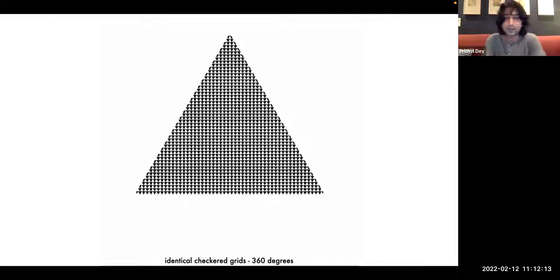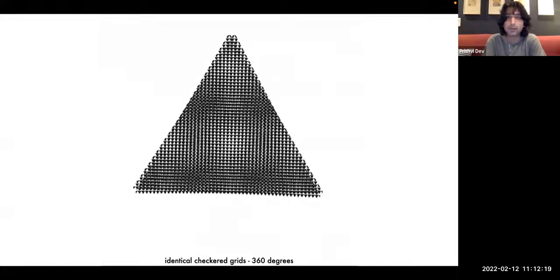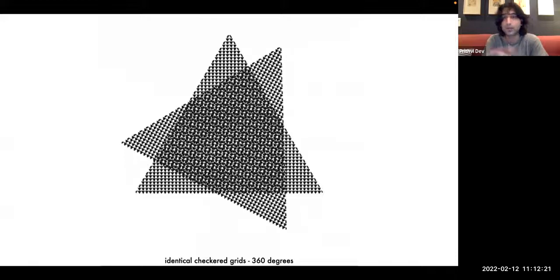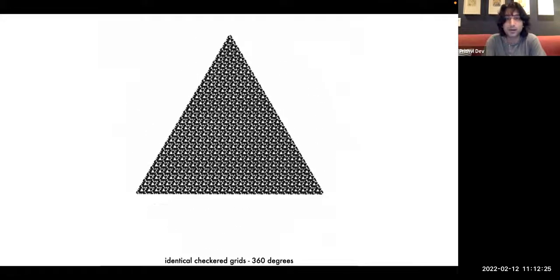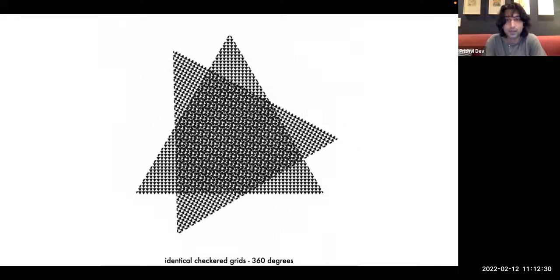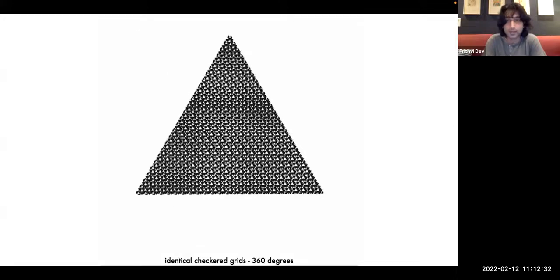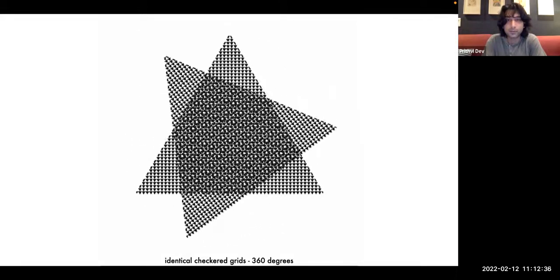So here is the pattern of identical checkered grids, basically. I'm just going to play that again. So the question is, what happens when one uses identical checkered grids instead of just a wireframe equilateral triangle tessellation? And this is what one sees, basically.